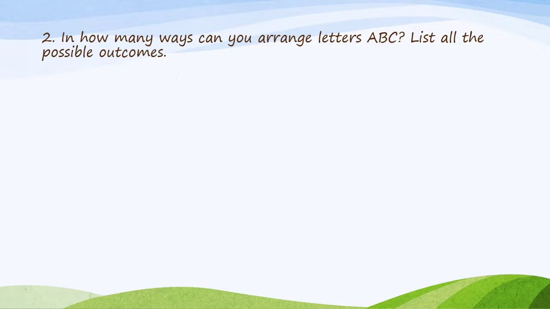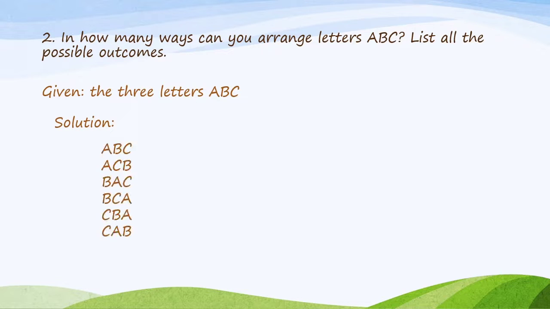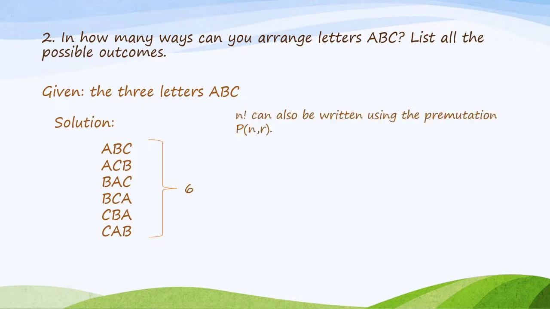In how many ways can you arrange letters A, B, C? List all the possible outcomes. So the given are the 3 letters A, B, C. So this time, we will do the listing method. So for the possible outcomes of the 3 letters A, B, C, we have ABC, ACB, BAC, BCA, CBA, and CAB. So as you can see, there are 6 possible outcomes.